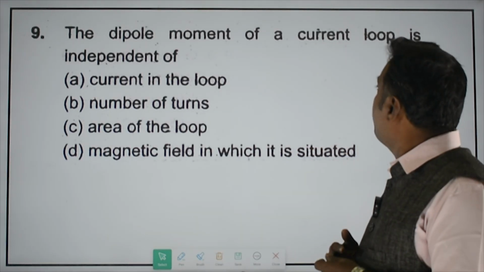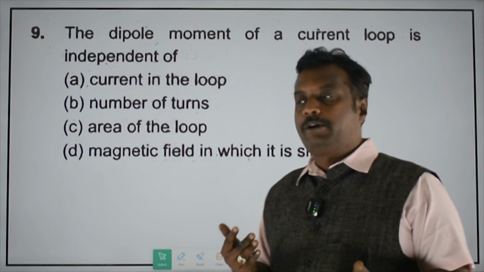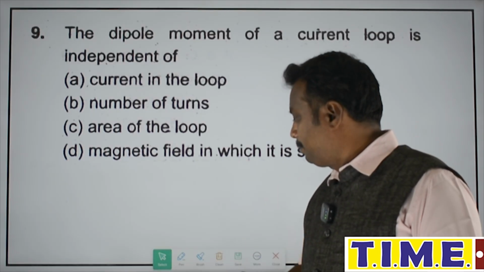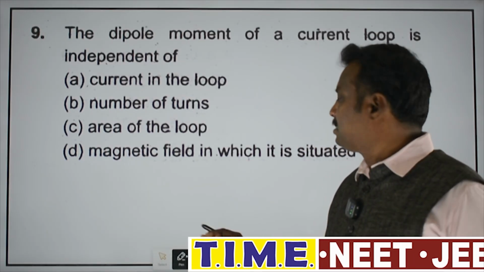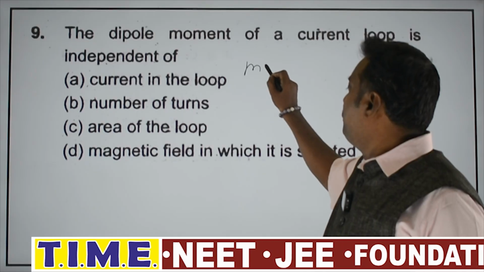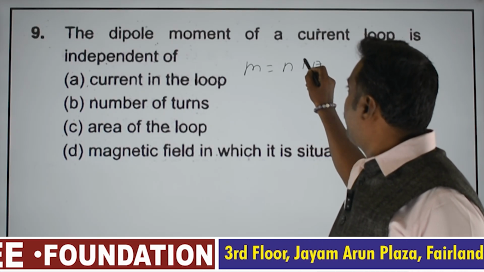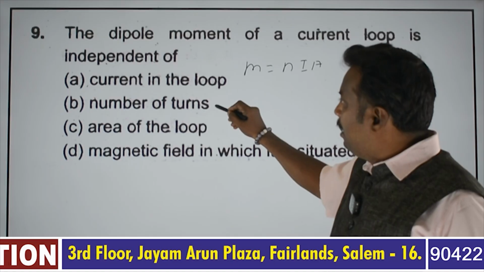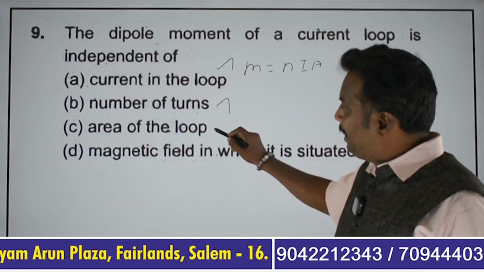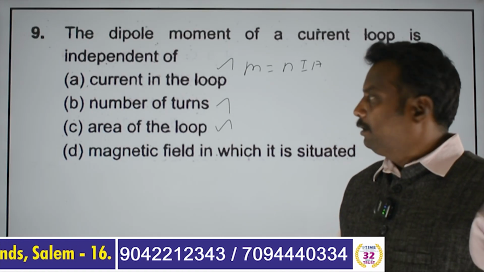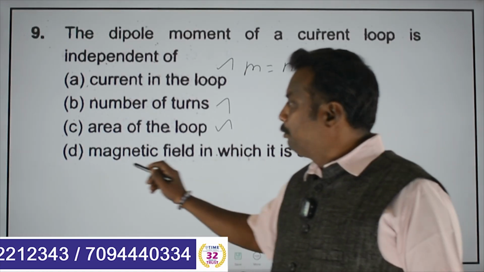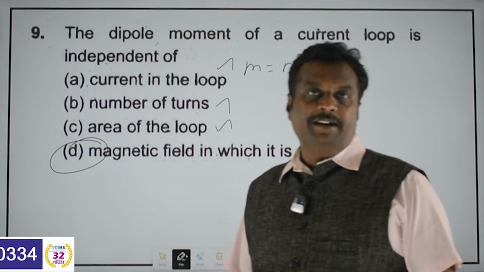The dipole moment of a current loop is independent of... See, இந்த மாதிரி கொஸ்டினுக்கு ஃபர்ஸ்ட் நம்ம பக்கத்துல ஃபார்முலா எழுதிட்டு தான் ஆன்சர் பண்ணணும். So, the dipole moment M is equal to NIA. So, N is number of turns, I is the current in the loop, and A is area of the loop. அப்போ is independent of எதை பொறுத்து மாறல அப்படின்னா, this will be option D. That will be the thing.